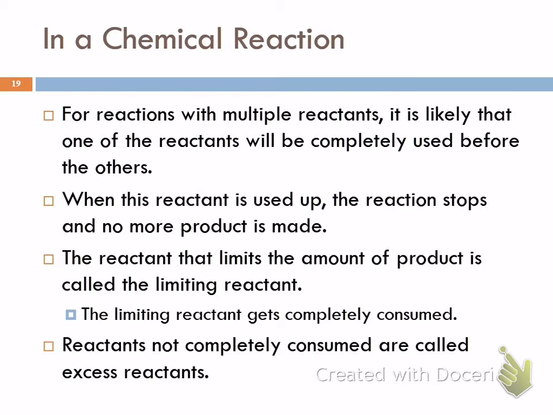So in chemical reactions, usually one of the reactants is going to get used up. That's the limiting reactant. It gets completely consumed, the reaction stops. Then we've got leftover stuff. Those are called excess reactants. Okay?